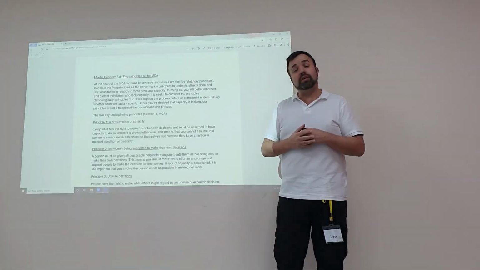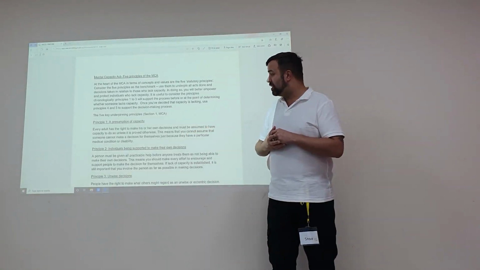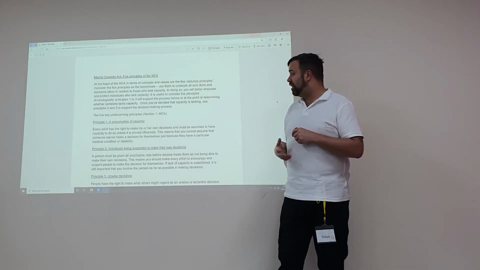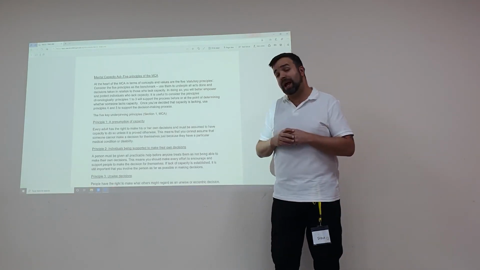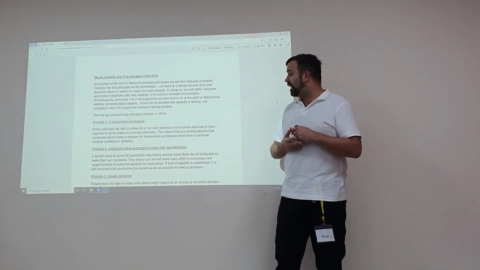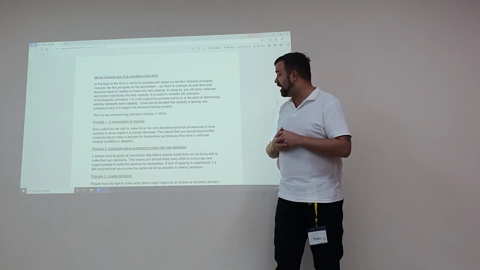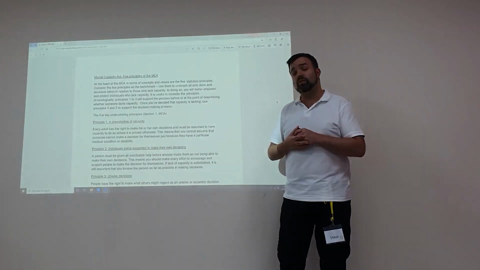Principle 1 assumes that everyone has capacity. Every adult has the right to make his or her own decisions and must be assumed to have the capacity to do so unless otherwise stated. This means you cannot assume that someone cannot make a decision just because they have particular medical conditions or disabilities.